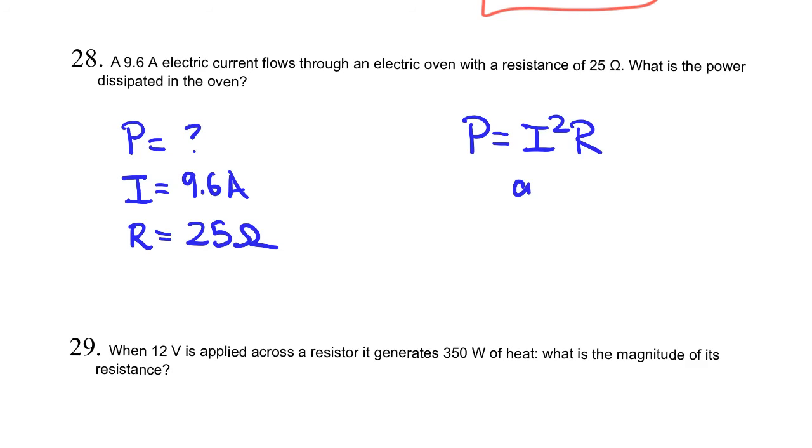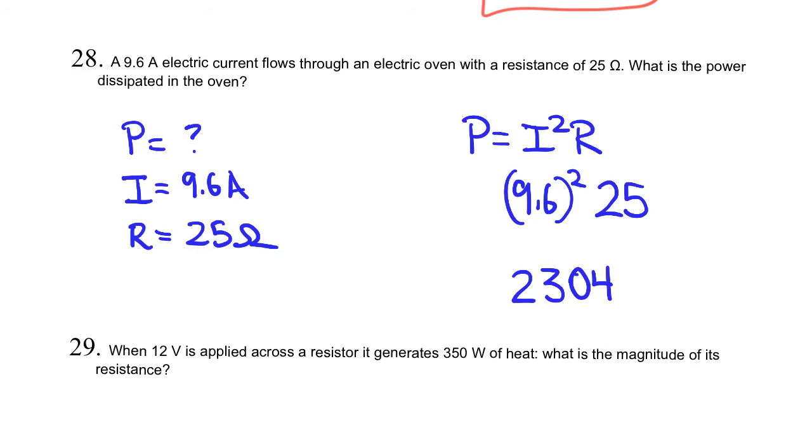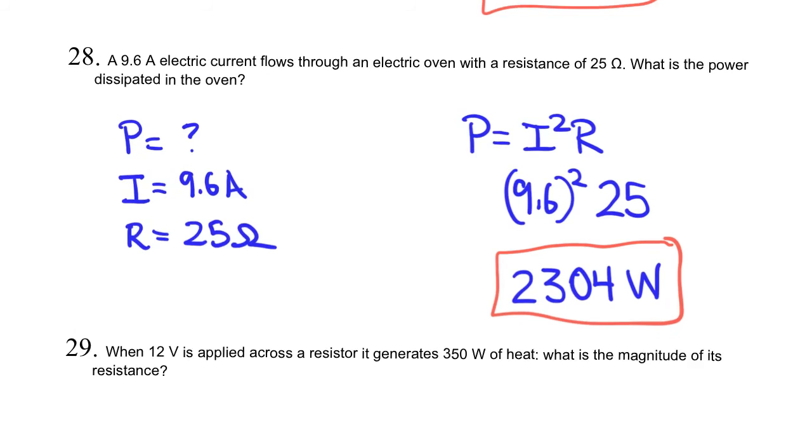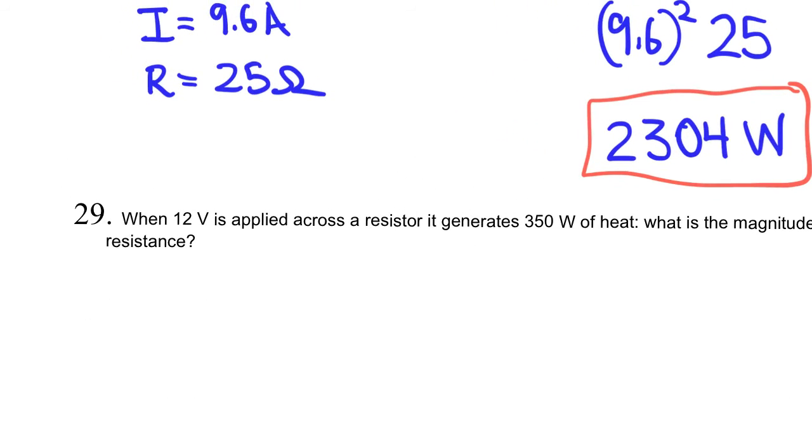And so here we're going to do 9.6 squared. Do that first under the PEMDAS rules, and then we're going to multiply that by 25. If I wrote everything right in my calculator, I'm going to get the following answer, which is 2,304 watts as my answer. Moving right along, number 29.